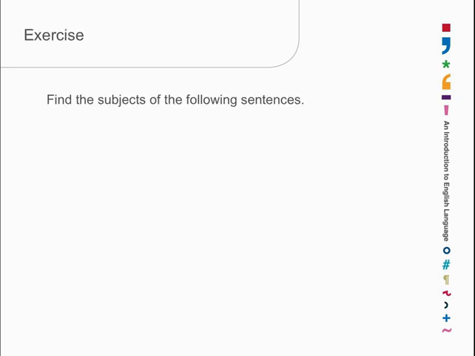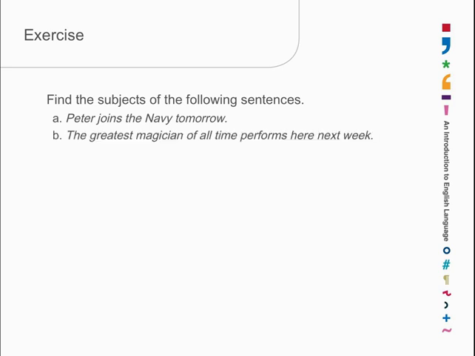Well, let's see how good you are at finding subjects, and I'm sure you're brilliant at it. Subject, Peter. What's he doing? Joining the predicate. Who's performing? The greatest magician of all time. Subject. Who or what escaped from the zoo? 3 monkeys. Not on Saturday morning. It's the 3 monkeys that escaped.